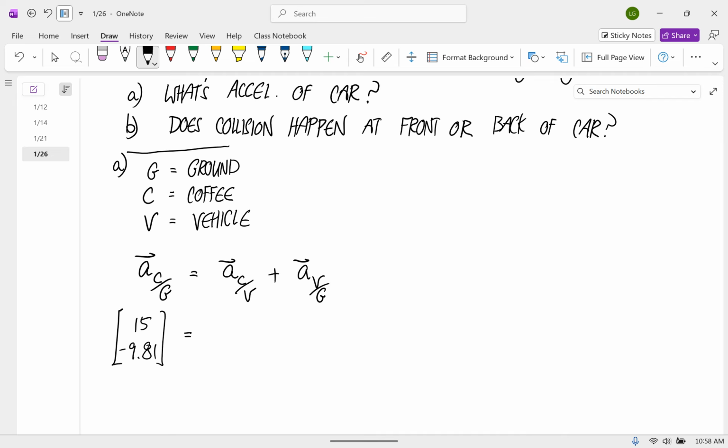You said 15, negative 9.81 is the car seeing the coffee, though, not the ground seeing it. Right. Okay, what do we know about the acceleration that the ground would see for something that's in free fall? Yeah, that's 0, negative 9.81. Acceleration of the coffee relative to the vehicle, that's the one that's 15, negative 9.81. And then the acceleration of the vehicle relative to the ground is what we're trying to figure out, so I'll just leave that as a variable.